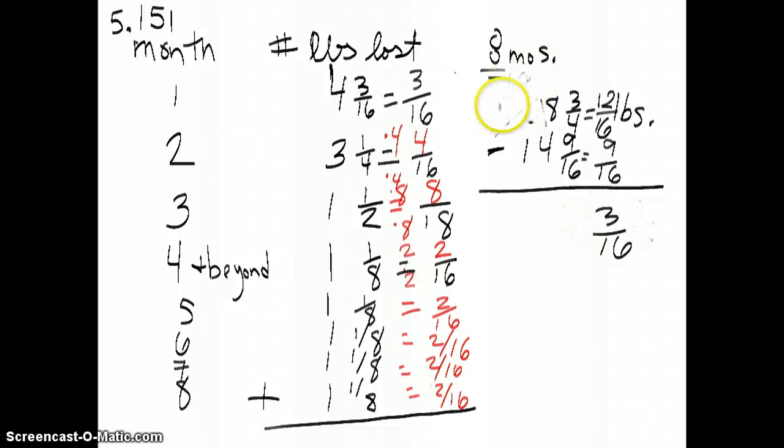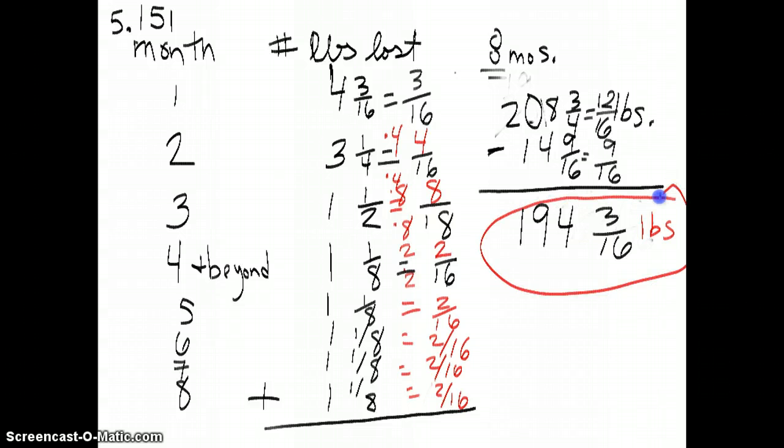So 208 minus 14. 8 minus 4 is 4, and 20 minus 1 is 19. So here we have our answer, 194 and 3/16 pounds is how much someone would weigh if they were on this diet for 8 months and if their original weight were 208 and 3/4 pounds.